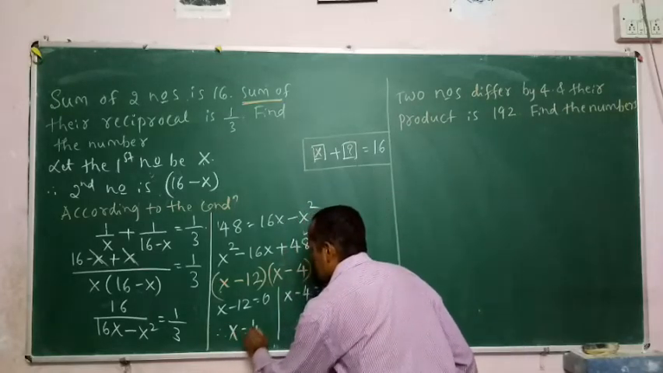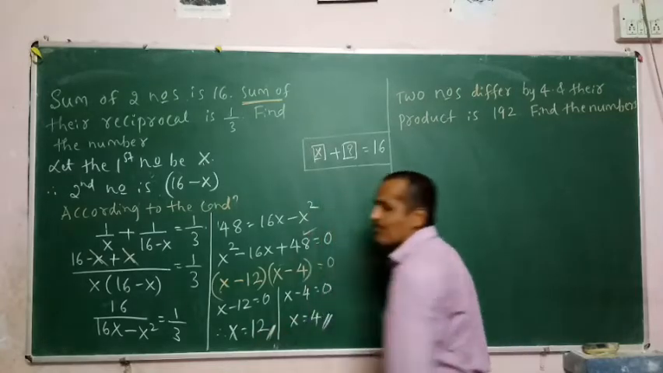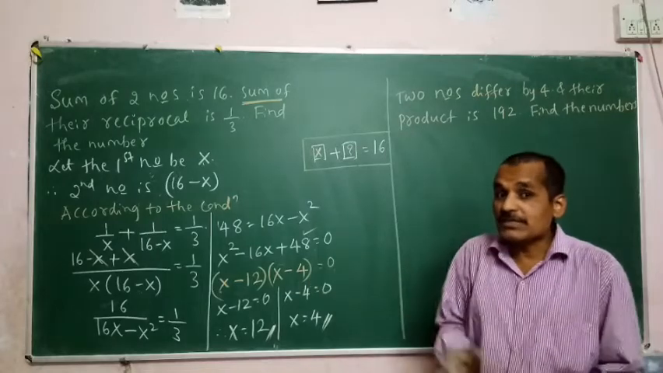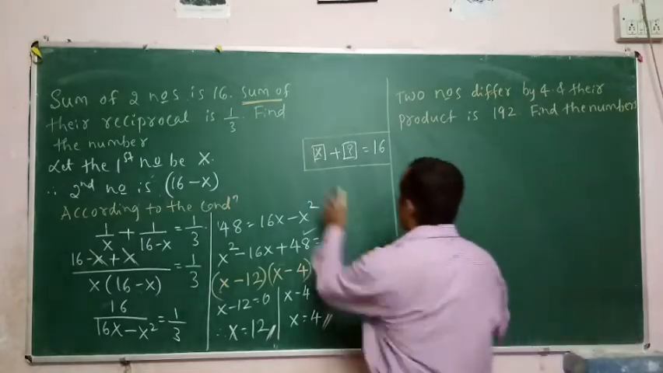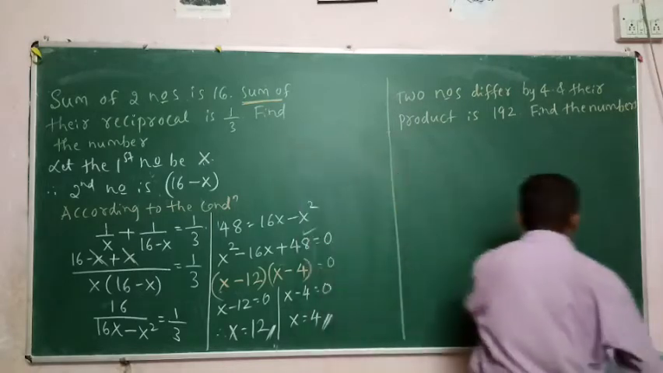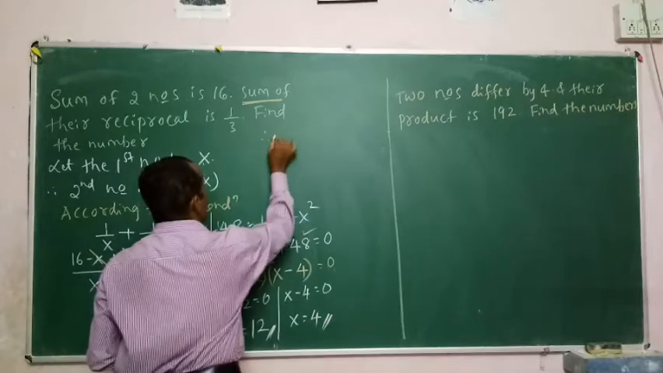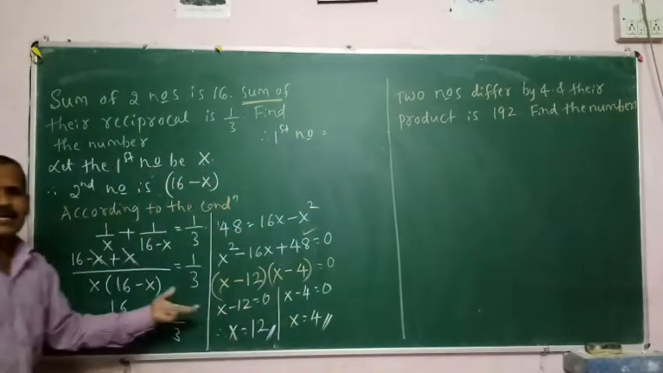Therefore, x is equal to 12, x is equal to 4. Right, children? Both are positive. You cannot reject any number, which is the right answer. Out of these, you can take any number as the first number.